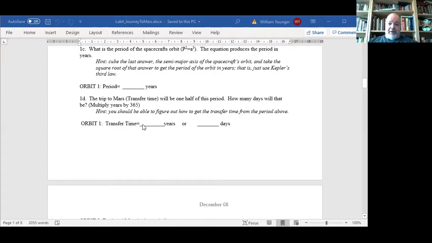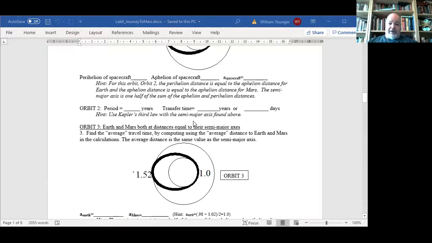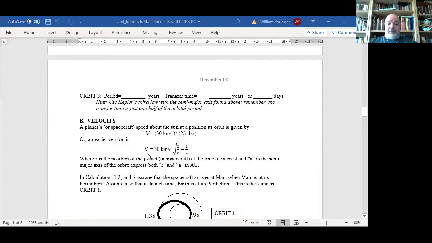Transfer time is just the time from takeoff to landing at the other planet. So it's literally half an orbit. But we'll also need to calculate the speed at which an object should go, and for that we'll use this formula. It's important to remember that the speed of any object in an orbit is 30 kilometers per second times the square root of 2 divided by the distance the object is from the sun at the time, minus 1 divided by the semi-major axis of the orbit of the object.